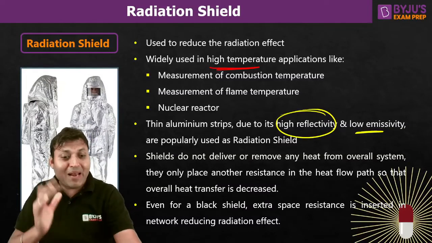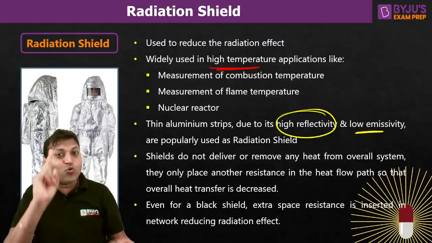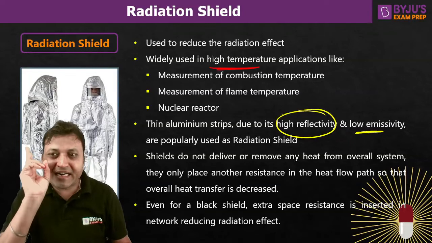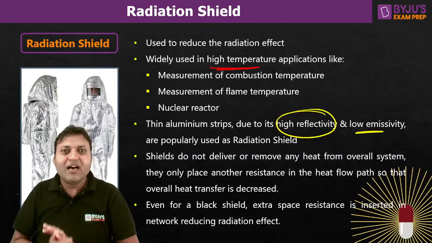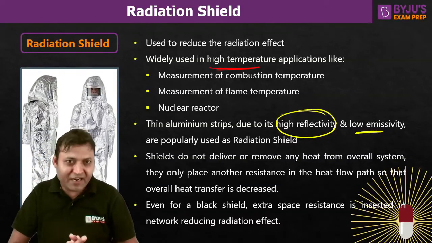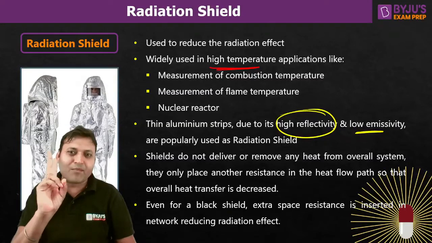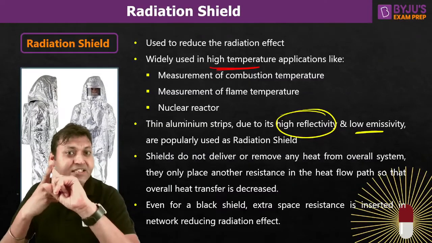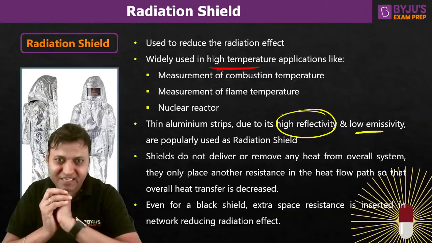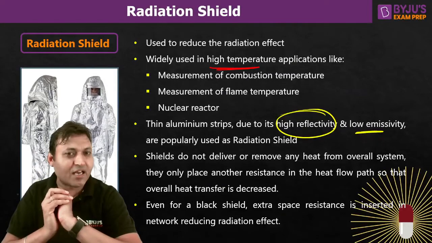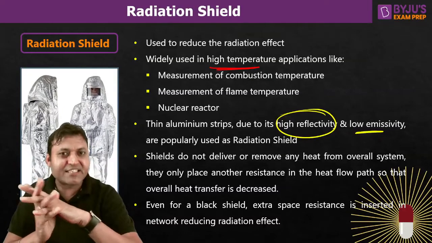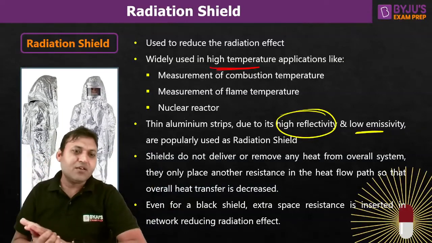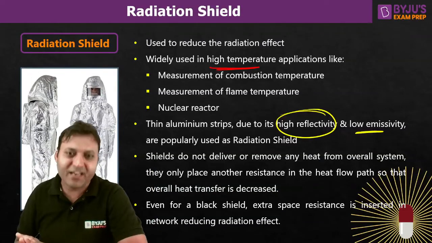Even if there is a black shield, there are two types of thermal resistance when we talk about the radiation circuit diagram or electrical analogy of radiation. We discuss two thermal resistances for radiation. One is the surface resistance due to non-black nature of the surface. Another thermal resistance is space resistance due to the space between the surfaces which are exchanging radiation heat.